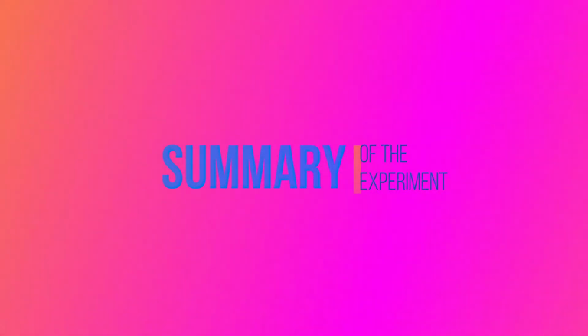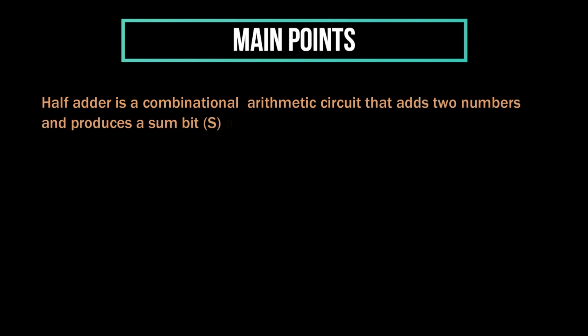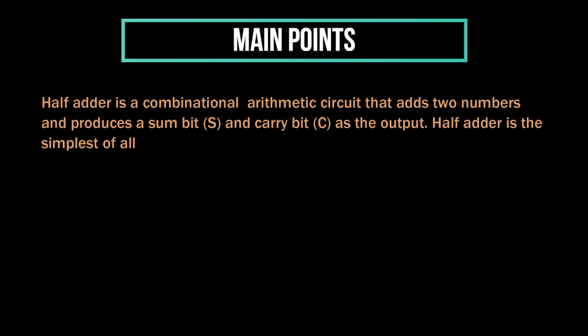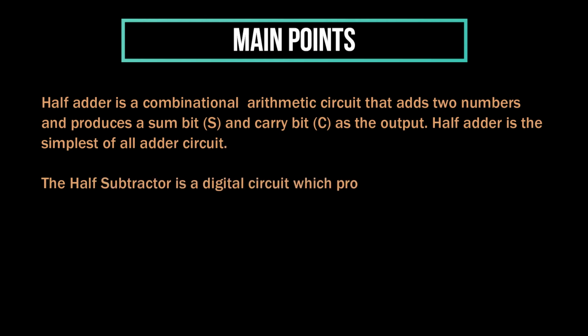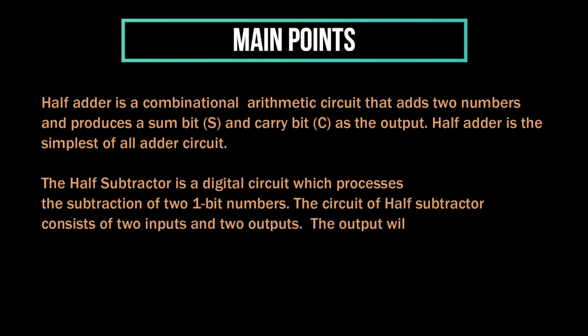Summary of the experiment. Half-adder is a combinational arithmetic circuit that adds two numbers and produces a sum bit S and carry bit C as the output. Half-adder is the simplest of all adder circuits. The half subtractor is a digital circuit which processes the subtraction of two 1-bit numbers. The circuit of half subtractor consists of two inputs and two outputs. The output will be the difference and the borrow.